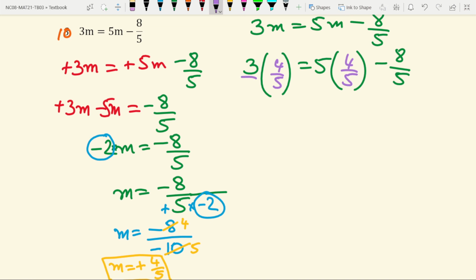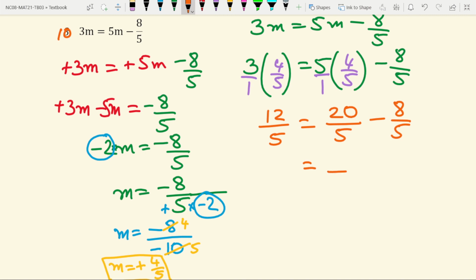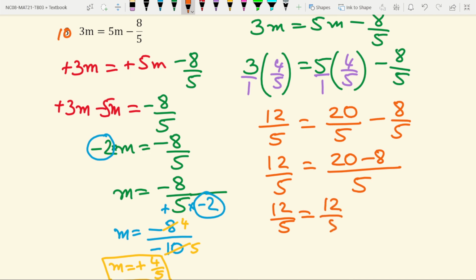Because this is a fraction, I have to convert the adjoining number also into a fraction. So I have to multiply numerator with numerator. 3 fours are 12, over 5 ones are 5, is equal to 5 fours are 20, over 5 ones are 5, minus 8 by 5. Because denominators are the same, we can combine the numerators. 20 minus 8, so 12 by 5 will remain as it is, is equal to 20 minus 8 is nothing but 12 by 5. Because LHS is equal to RHS, our result is verified.